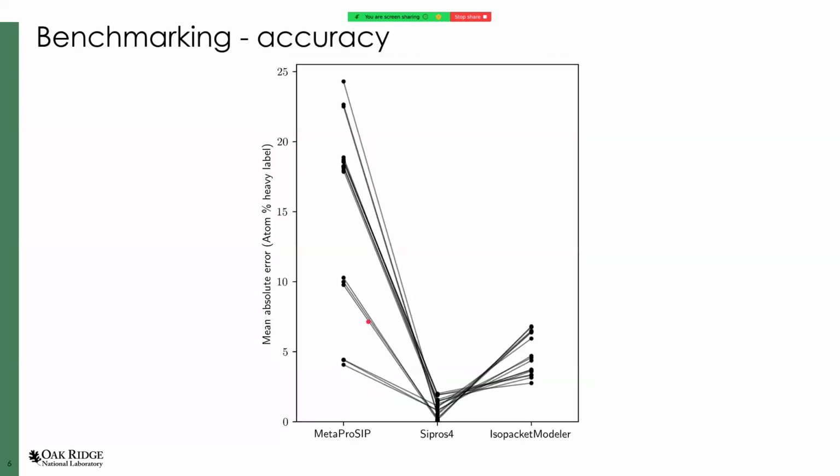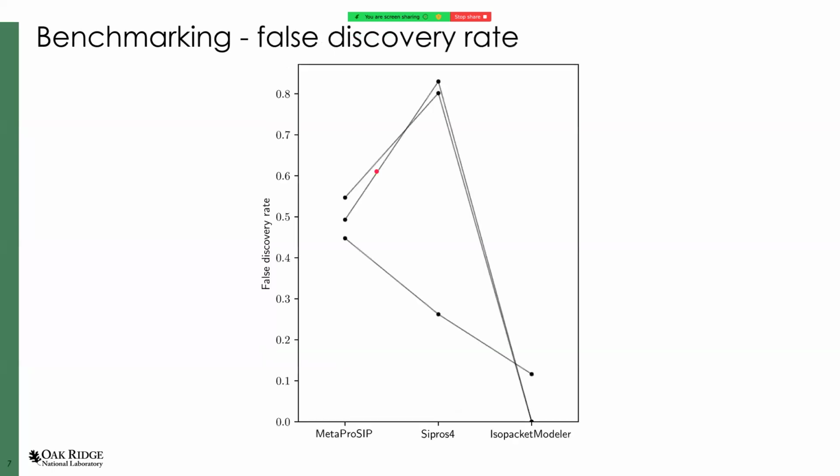We can use another public data set that has E. coli grown to specific label percentages, so we know what the true answer is. We can then use that to estimate accuracy. Cypros, although being the least sensitive, is the most accurate. Isopacket Modeler is again intermediate. And there are quite a number of these where MetaProSIP will regularly fail to properly model these data.